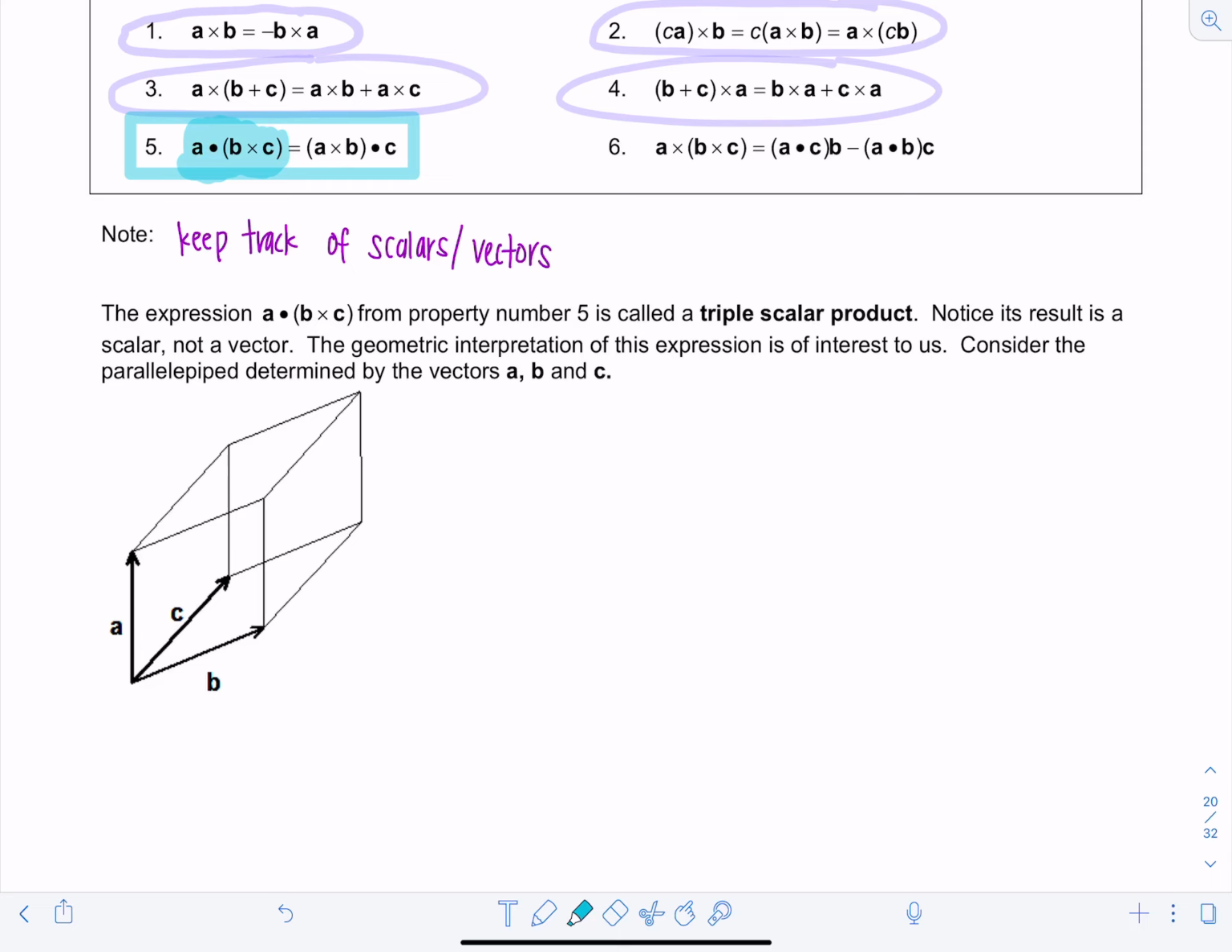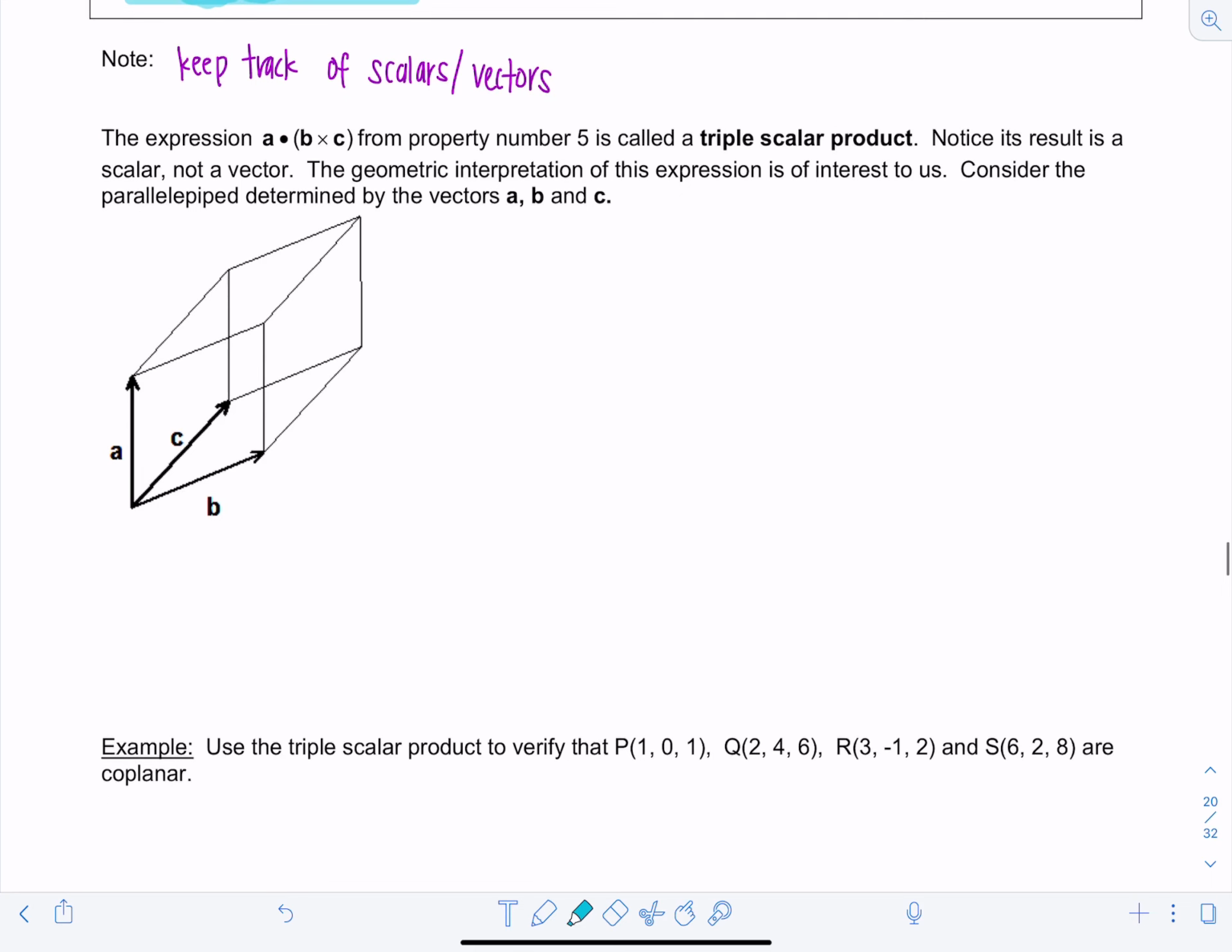So consider the parallelepiped determined by vectors A, B, and C. So previously we looked at a parallelogram, right? That was created by two vectors, A and B. Now we're going to look at a three-dimensional solid created by three vectors. And say we want to know what its volume is, okay? So how do you get the volume of a solid? Well, you take the area of its base and you multiply by its height, right?